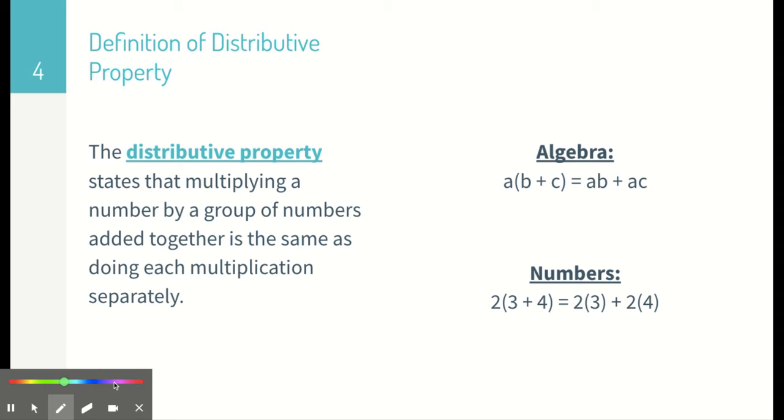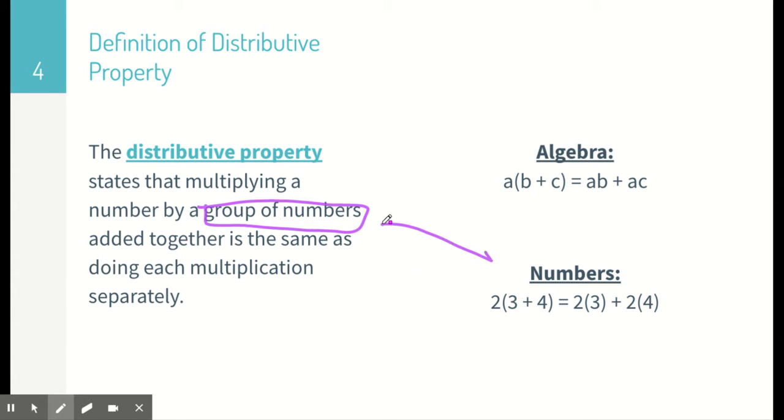The distributive property, just as a review, states that multiplying a number by a group of numbers added together is the same as if you did the multiplication separately. So let's take a look down here at this example. Right here it is saying 2 times 3 plus 4 in parentheses. I'm going to write this a little larger right here.